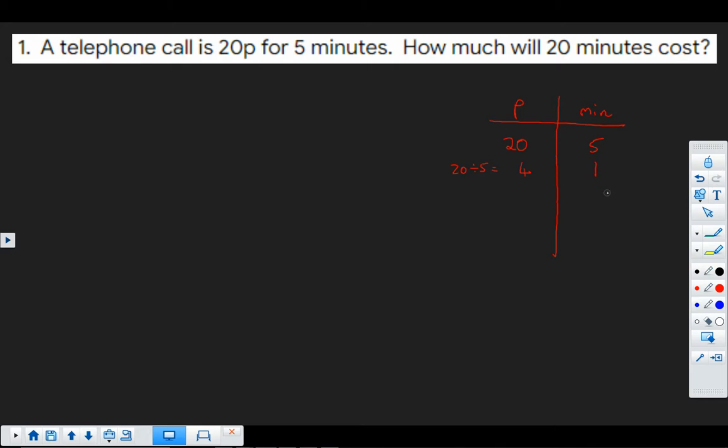We're now asked how much will 20 minutes cost? Well, we know what 1 is, so this is going to be 20 times 4, which is 80. So there's our answer, 80. Oh, p, let's have my unit. And the nuggets to go and practice there are 16.01 and 3.13.